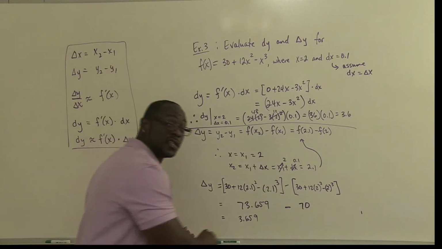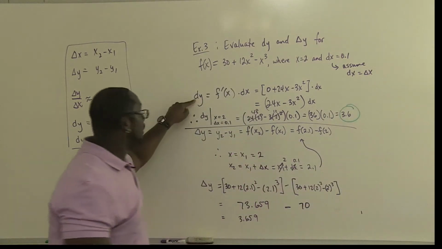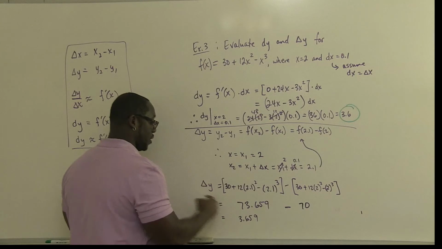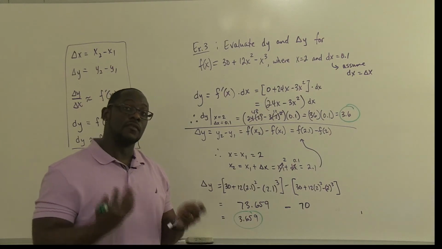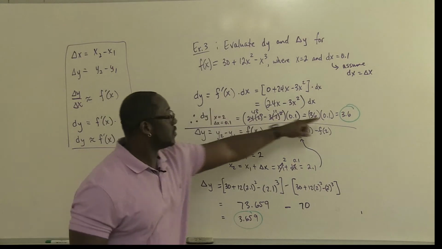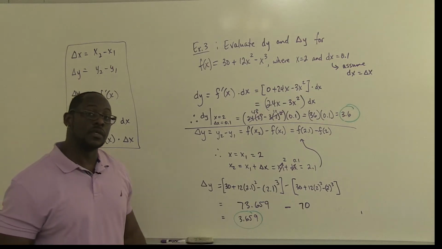So as you can see here, the actual differential gives us 3.6, where the incremental gives us 3.659. Very close approximation, although of course this is more exact. This gets us in the ballpark of where we need to be.